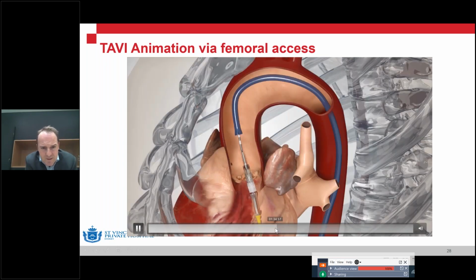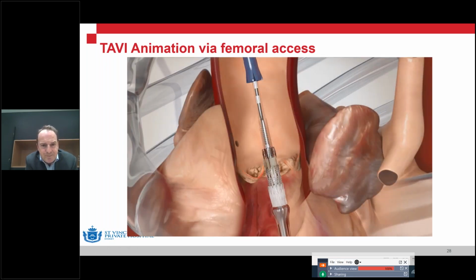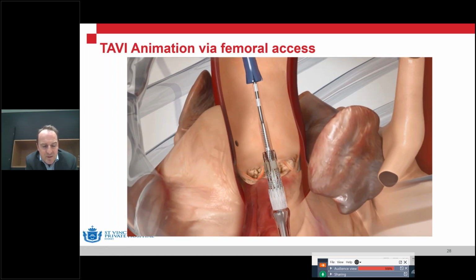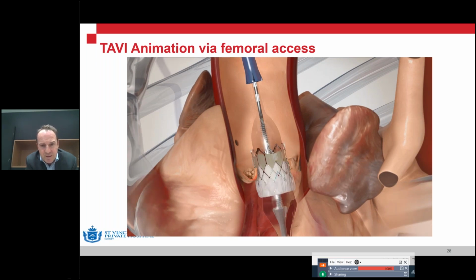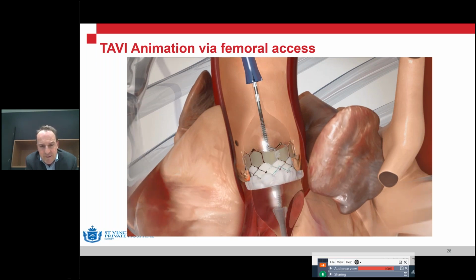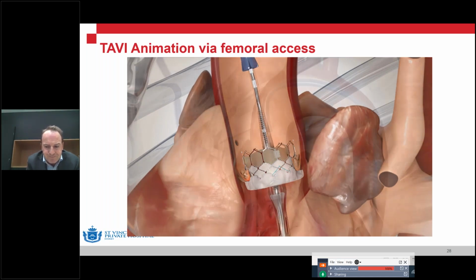And then once the device is in position, and we're happy that it's in the correct position, we can deploy the device. In this animation, we're using a balloon expandable valve, and then remove everything and get the patient up for recovery.